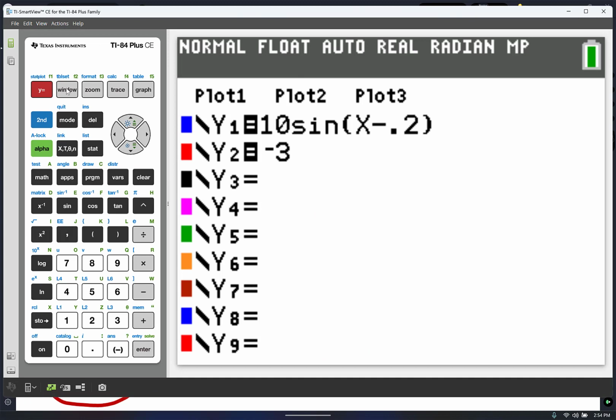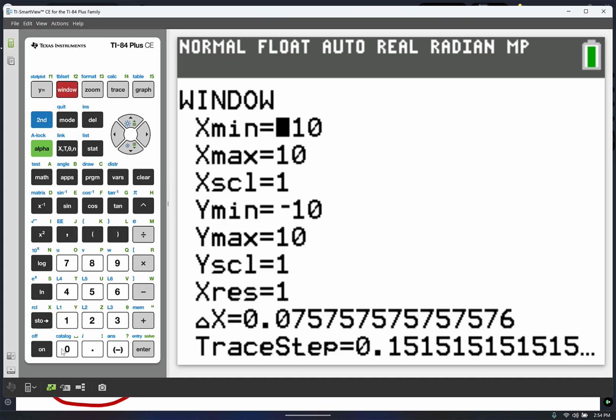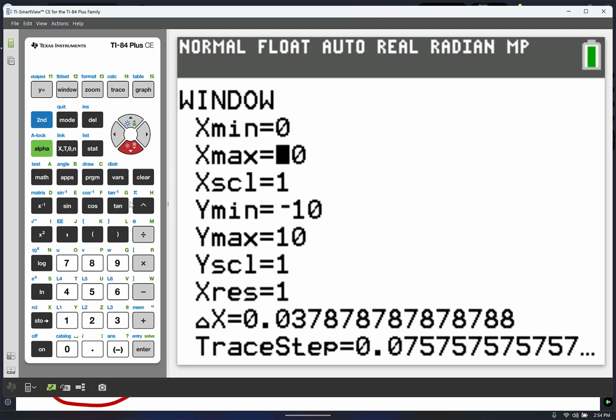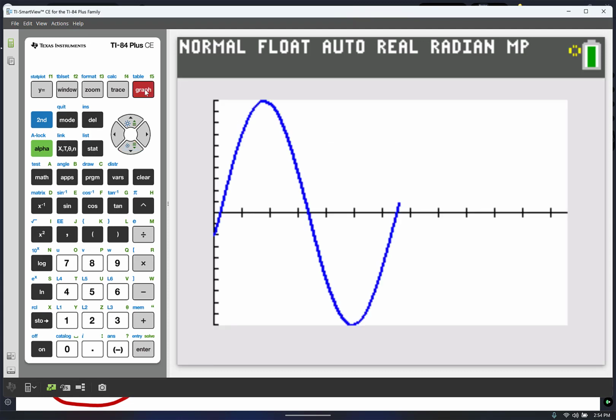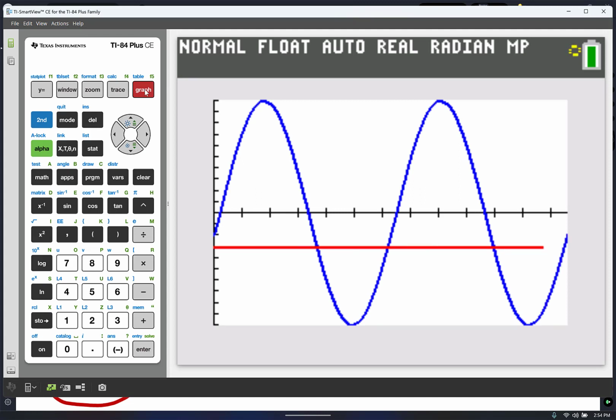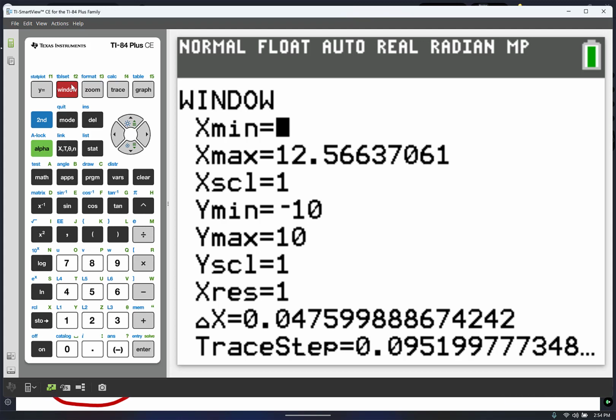All right, here we go. Click on window. I'm going to go x min 0. All right, guys, focus. I'm going to go x max 4 pi, because that's what it told me to look at, only between 0 and 4 pi. I'll leave the negative 10 and 10 alone. Push graph. I left my y min and y max as negative 10 and 10, because the amplitude of your sine function is 10, because there's a 10 in front of the sine. Remember the amplitude?